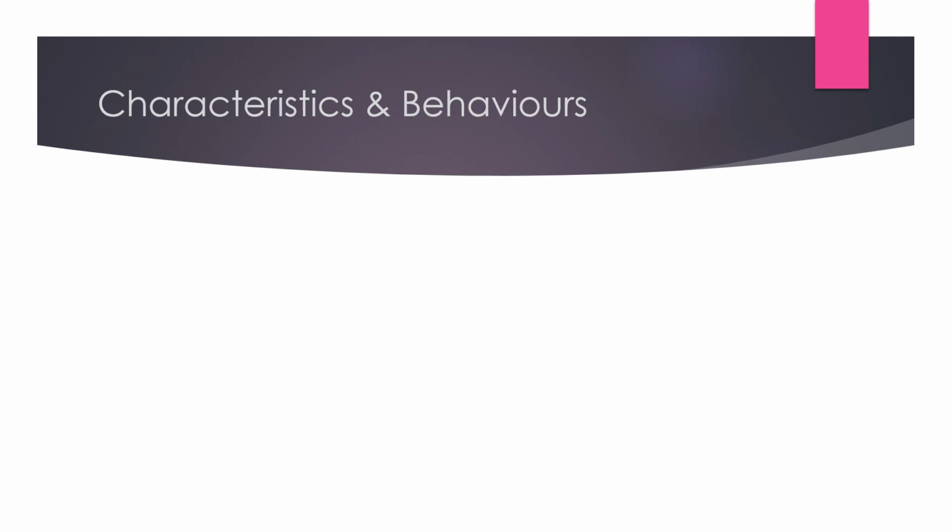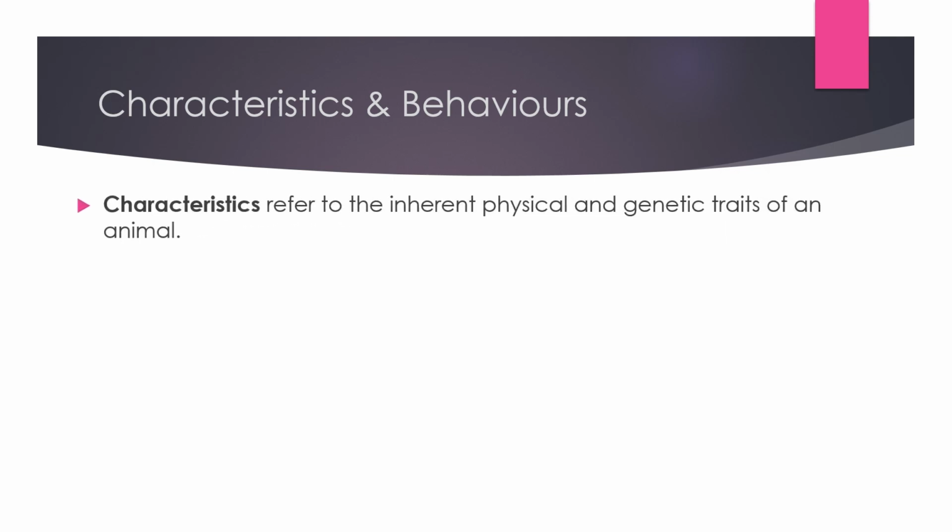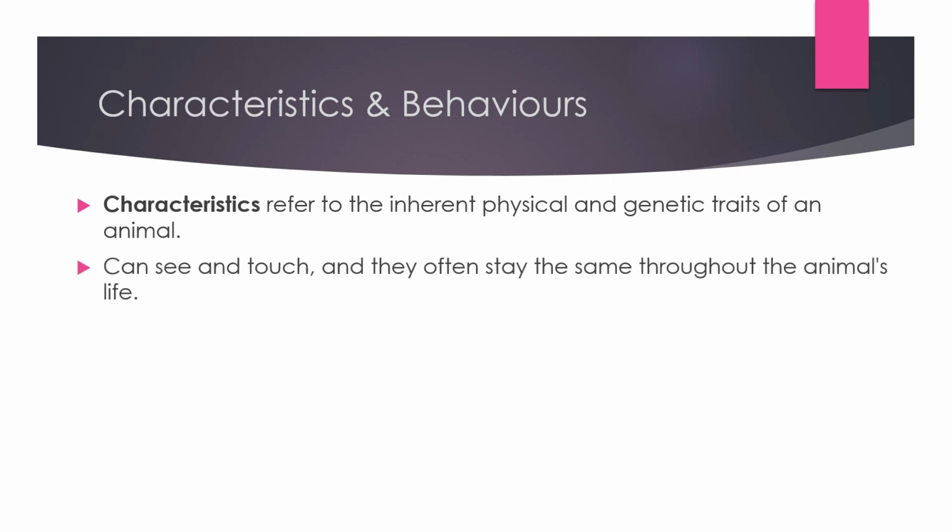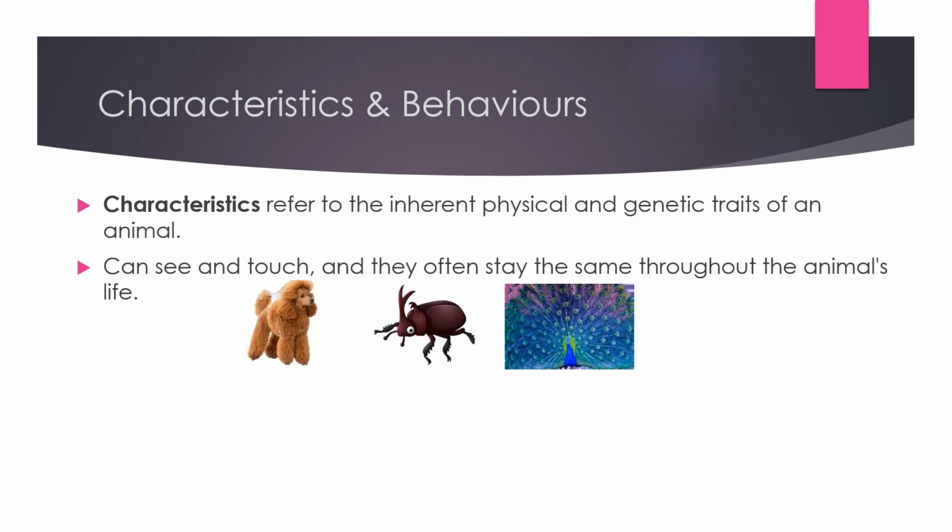Characteristics and behaviors. Characteristics refer to the inherent physical and genetic traits of an animal. These are the things that you can see and touch, and they often stay the same throughout the animal's life. Examples of animal characteristics are dogs have 4 legs, beetles have hard shells, and peacocks have colorful feathers.